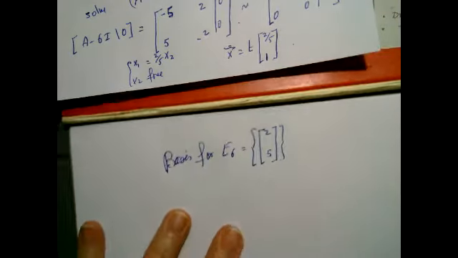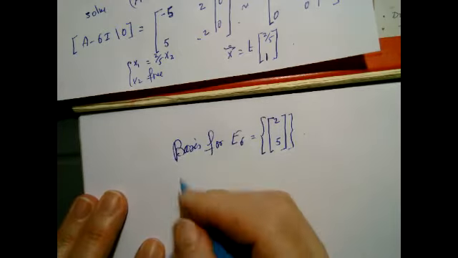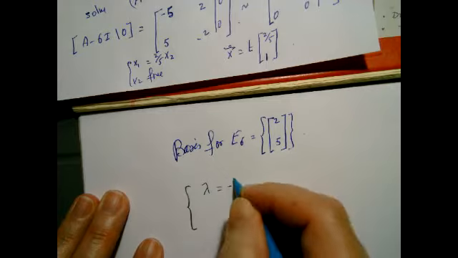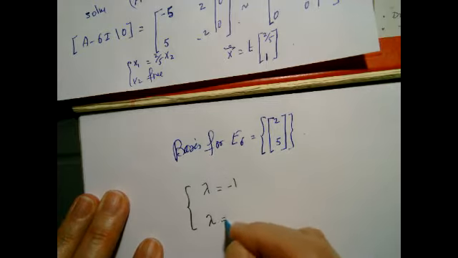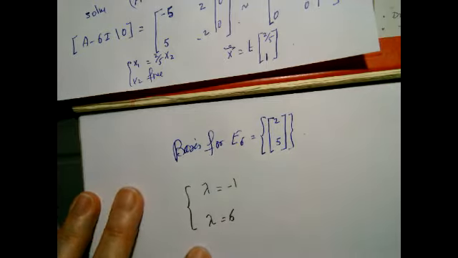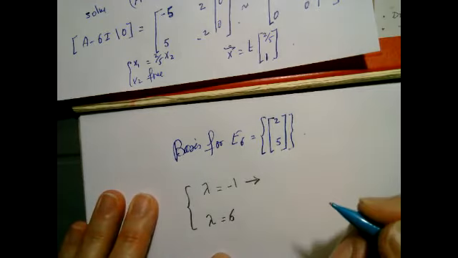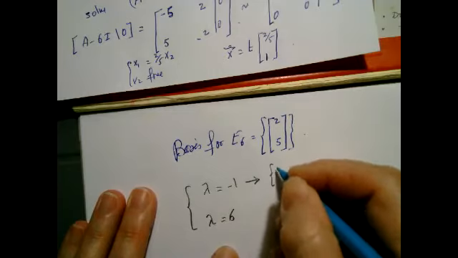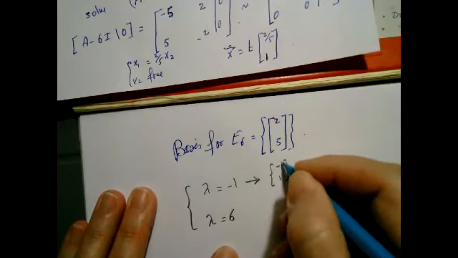All right, so what do we have so far? We had 2 eigenvalues, lambda equal minus 1 and lambda equal to 6. For lambda equal minus 1, all the eigenvectors are scalar multiples of (minus 1, 1). That was the basis.